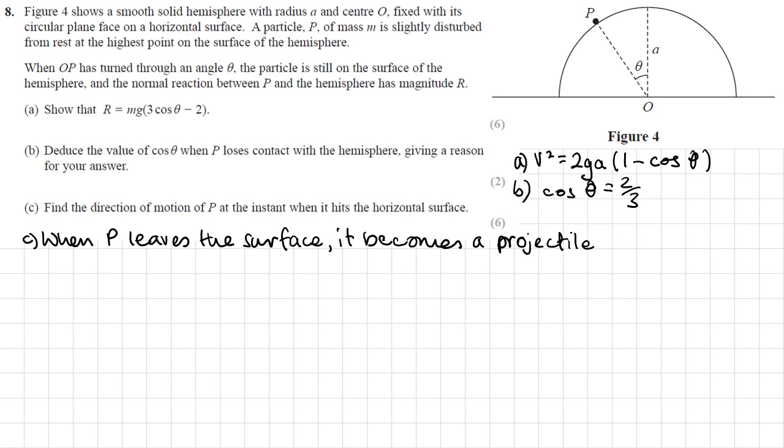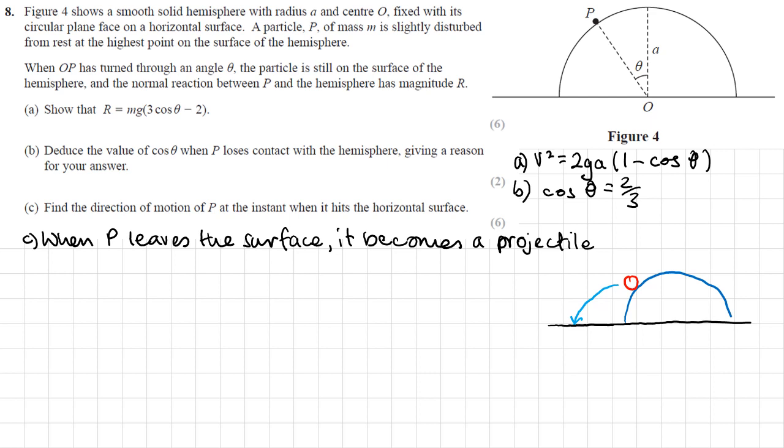So first of all, when P leaves the surface, it becomes a projectile. So let's draw out what it's going to look like. I'm going to have my hemisphere here, and then P, and as it leaves the surface, it's going to be a projectile and have this type of motion and hit the ground.